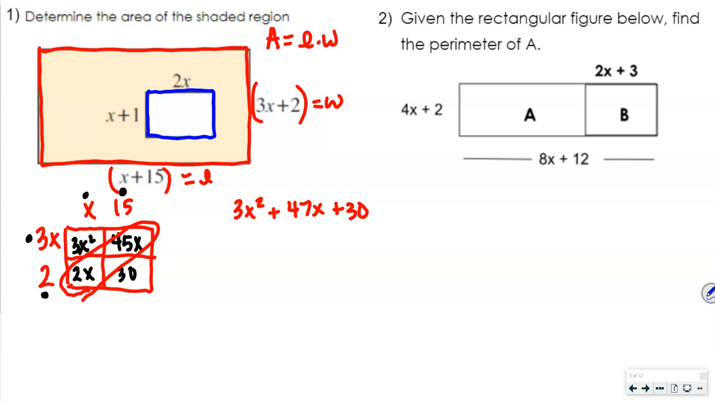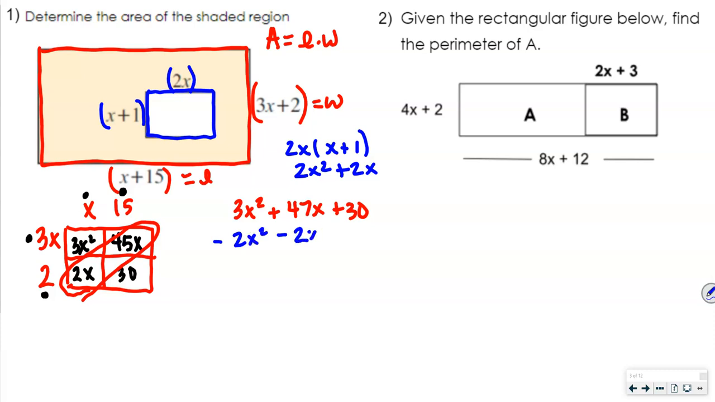Okay, so to find that area, we're going to multiply the 2x times the x plus 1. Okay, so I'm going to do that right here. 2x times x plus 1. 2x times x is 2x squared, right? And 2x times 1 is 2x. Now, we're going to subtract that from the 3x squared plus 47x plus 30. Okay, so that means we're going to subtract the 2x squared, and we're going to subtract the 2x.